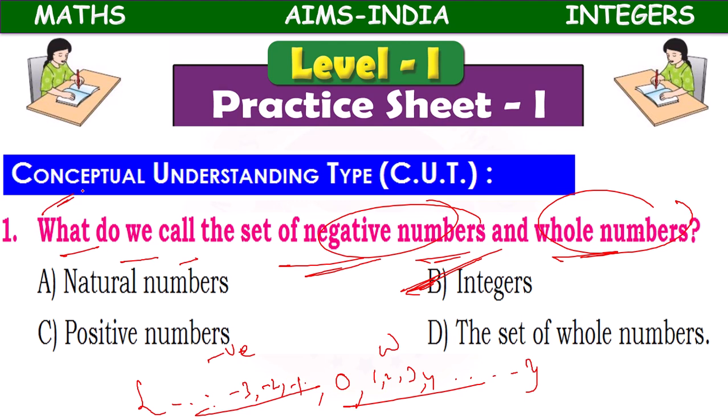This question type, children, is a conceptual understanding type question, CUT. These are all single correct answer type questions. Out of 4 options, 1 option will be the correct answer.